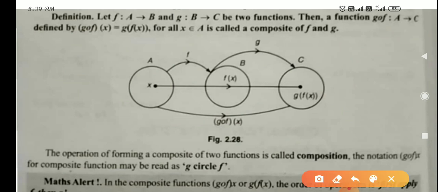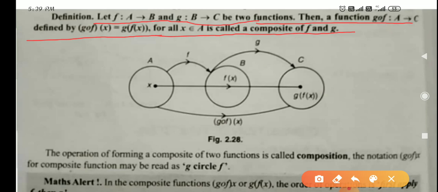Let f: A to B and g: B to C be two functions, then a function gof: A to C defined by gof(x) equals g(f(x)) for all x belonging to A is called a composite of f and g.